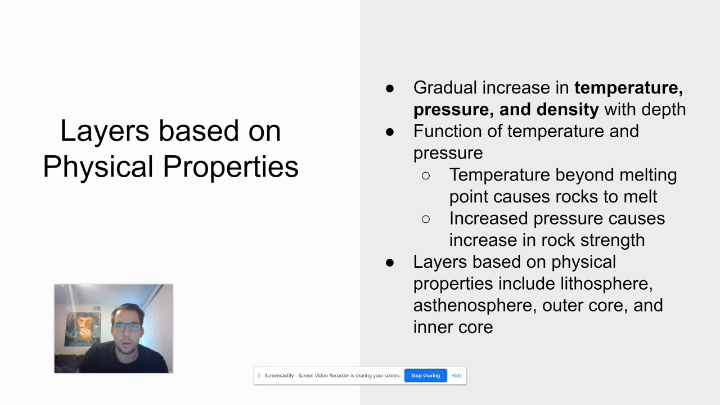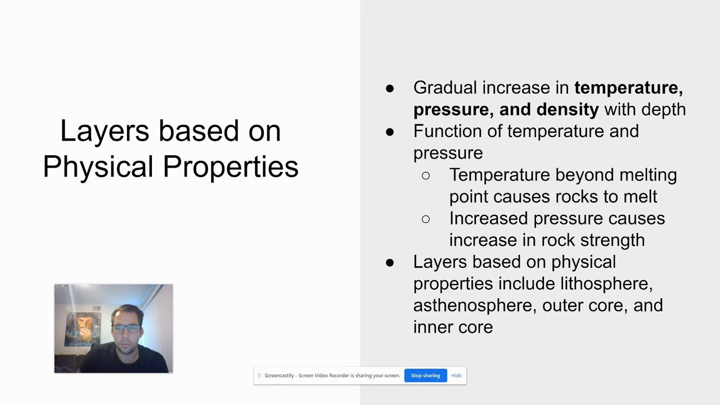So we can also split up the layers of the Earth based on how they act, their physical properties. As we get farther into the Earth, you'll notice that temperature, pressure, and density all increase with depth. Now, as rock gets closer to its melting point, it's going to end up melting, being able to flow. However, if we increase pressure, it's going to restrict that flow. So even though we are increasing temperature as we get deeper into the Earth, the increase in pressure keeps it from getting too malleable. So it's not all liquid.